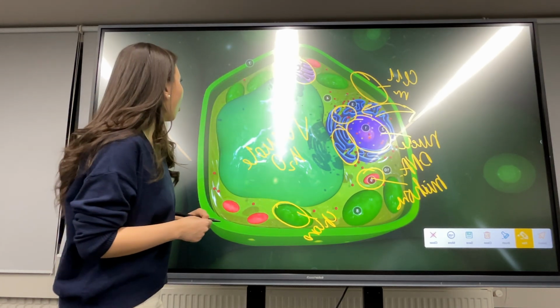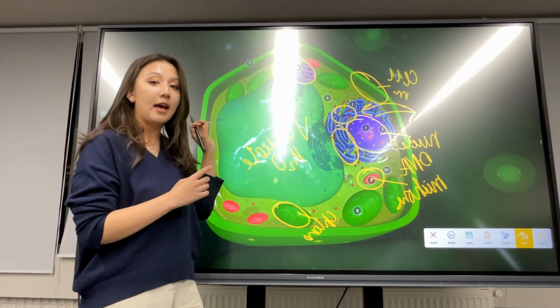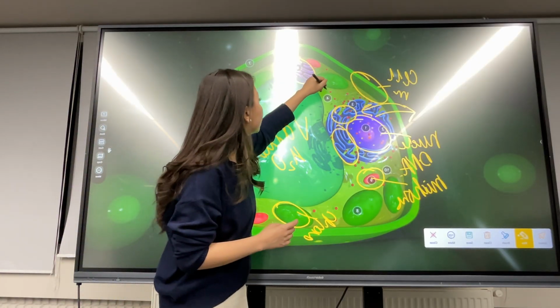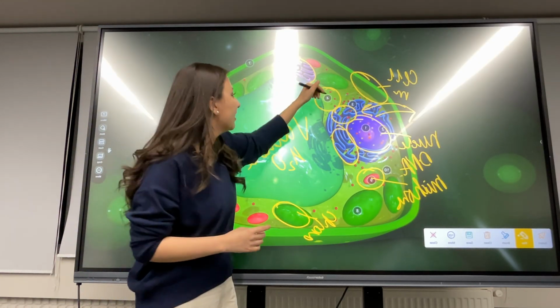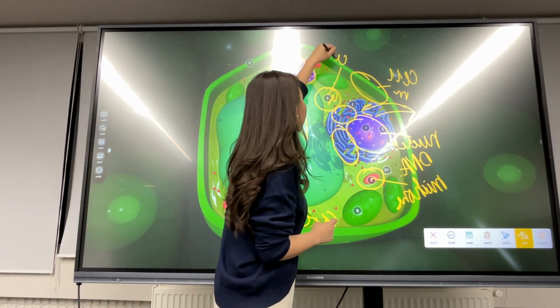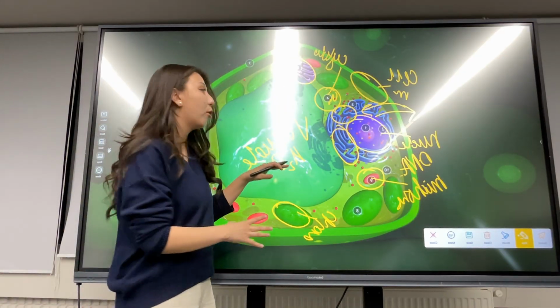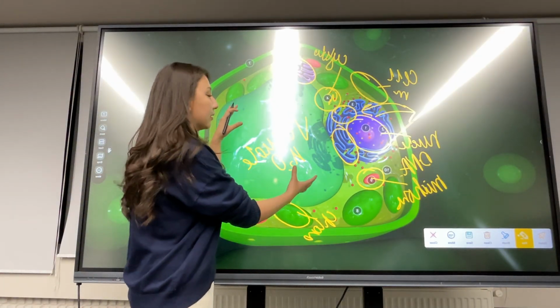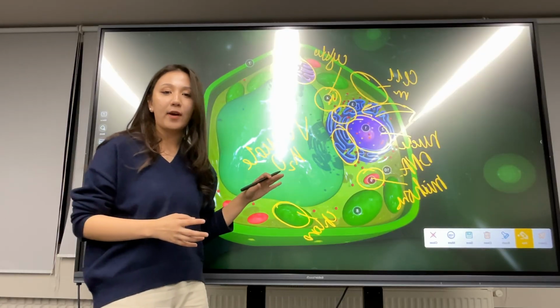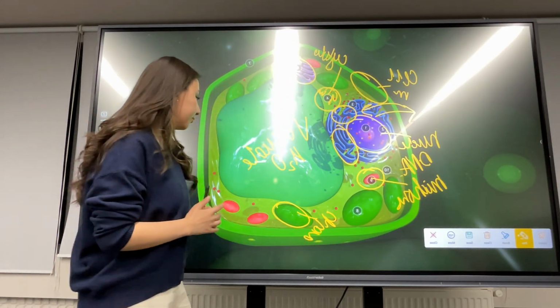I think we already talked about all the main components, and another significant one is this jelly-like structure which is called the cytoplasm. The cytoplasm is responsible for holding all of these components together, and all of the activities happen in the cytoplasm.